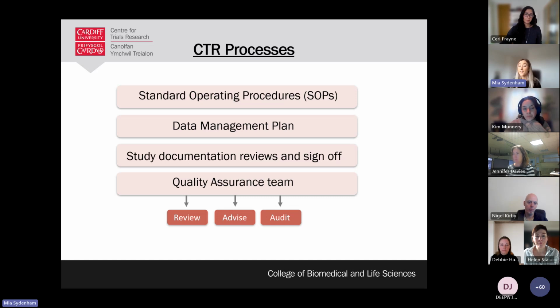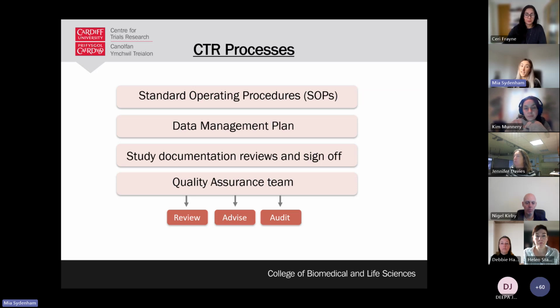So at the CTR, we have a number of processes to ensure that these procedures are being followed and that we're compliant with data regulations. So firstly, we have standard operating procedures for data management. So these documents just set out in detail each of the processes and steps we need to follow when completing our data management tasks. And they're regularly reviewed and go through an approval process to make sure the information is up to date and in line with current regulatory requirements and best practice.